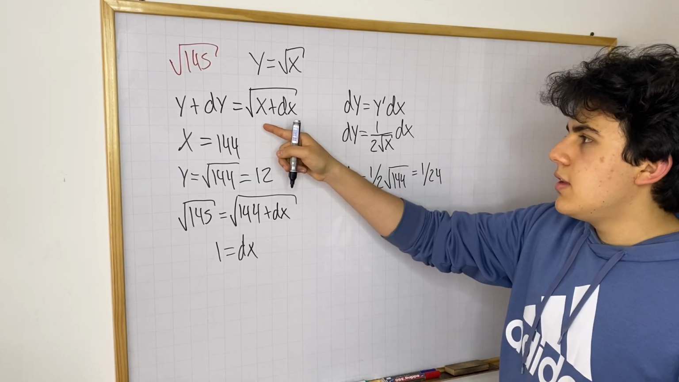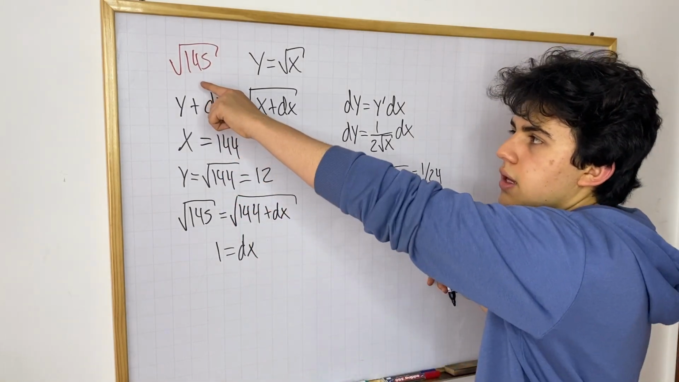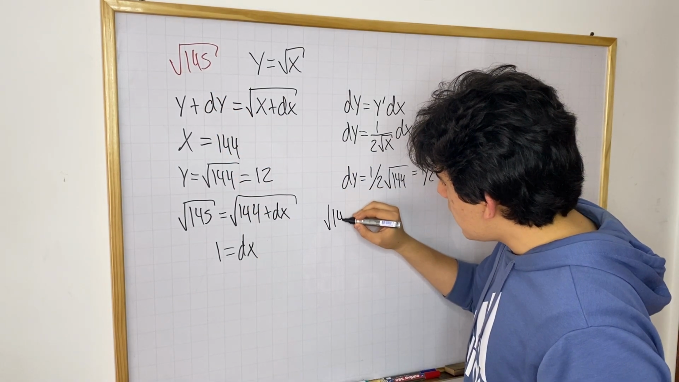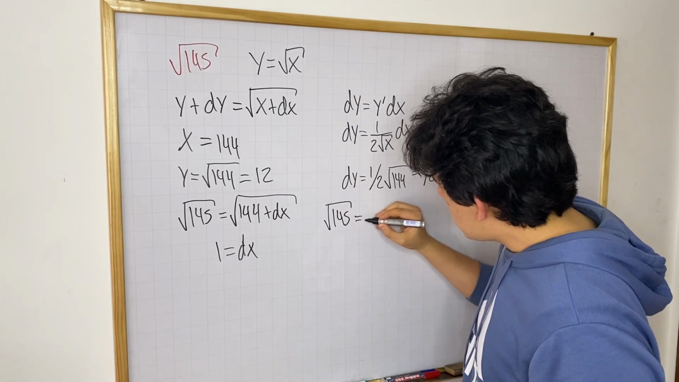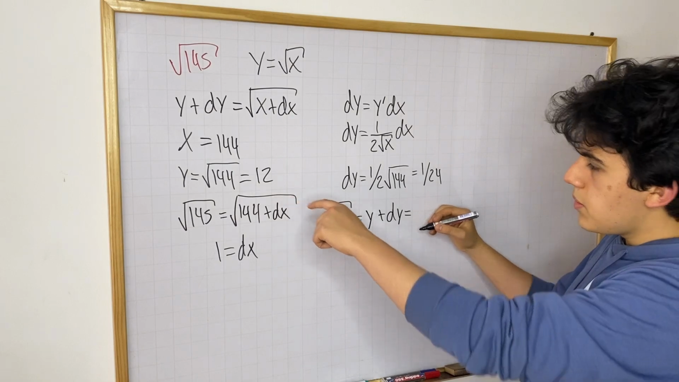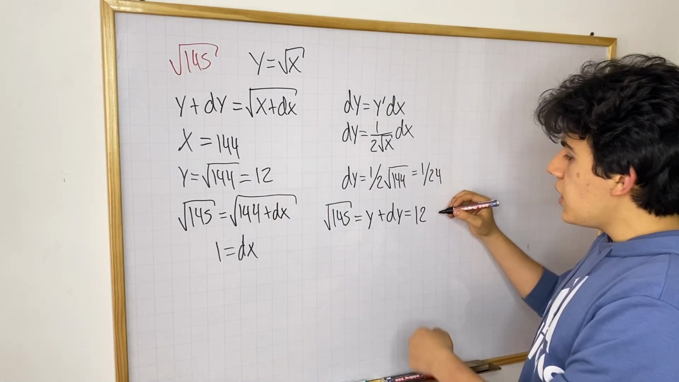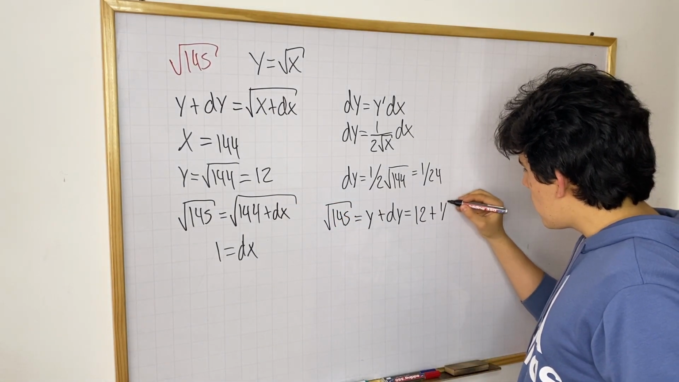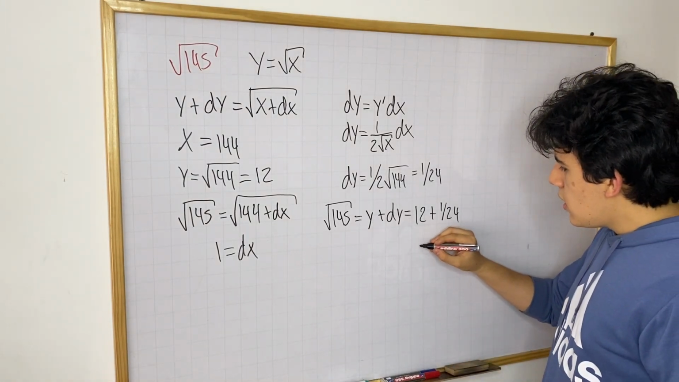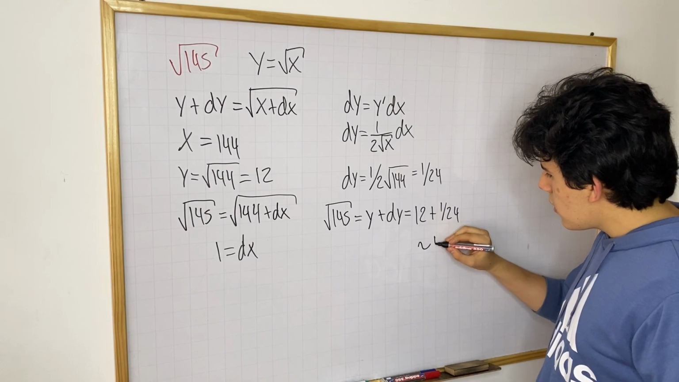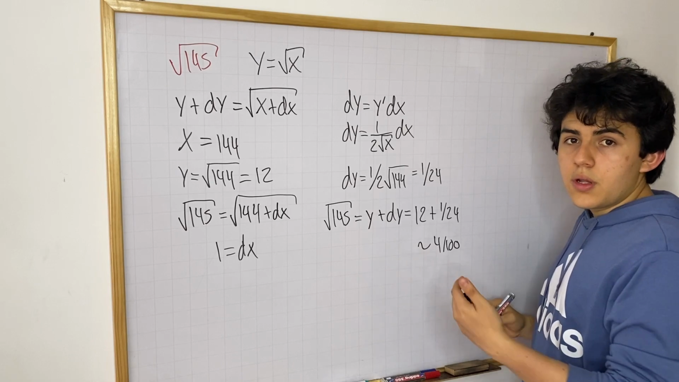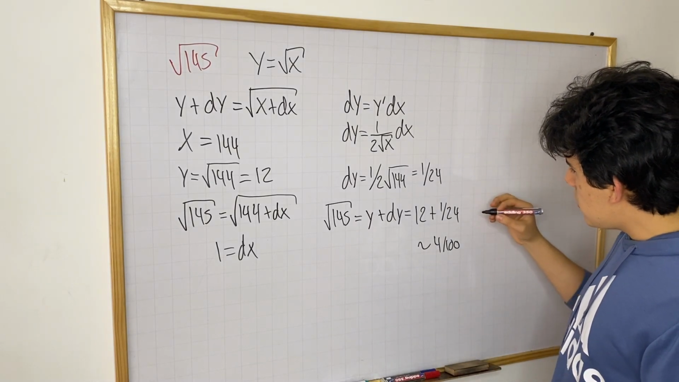We know that the right-hand side of the equation will be the square root of 145. So I'm going to write this: the square root of 145 is going to be equal to y plus dy. Now we know y is going to be equal to 12, and we know dy is going to be equal to 1 over 24. Now, 1 over 24 is almost the same as 4 over 100. It's very close. Well, you know how much that is, so you can simply add that value.